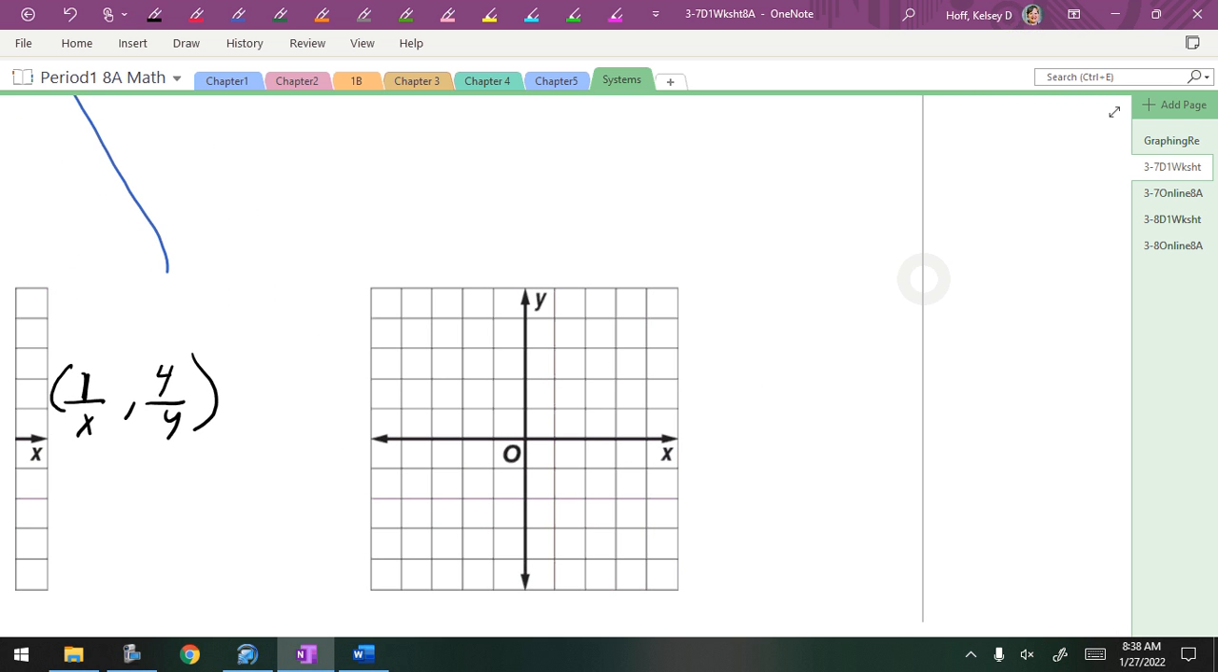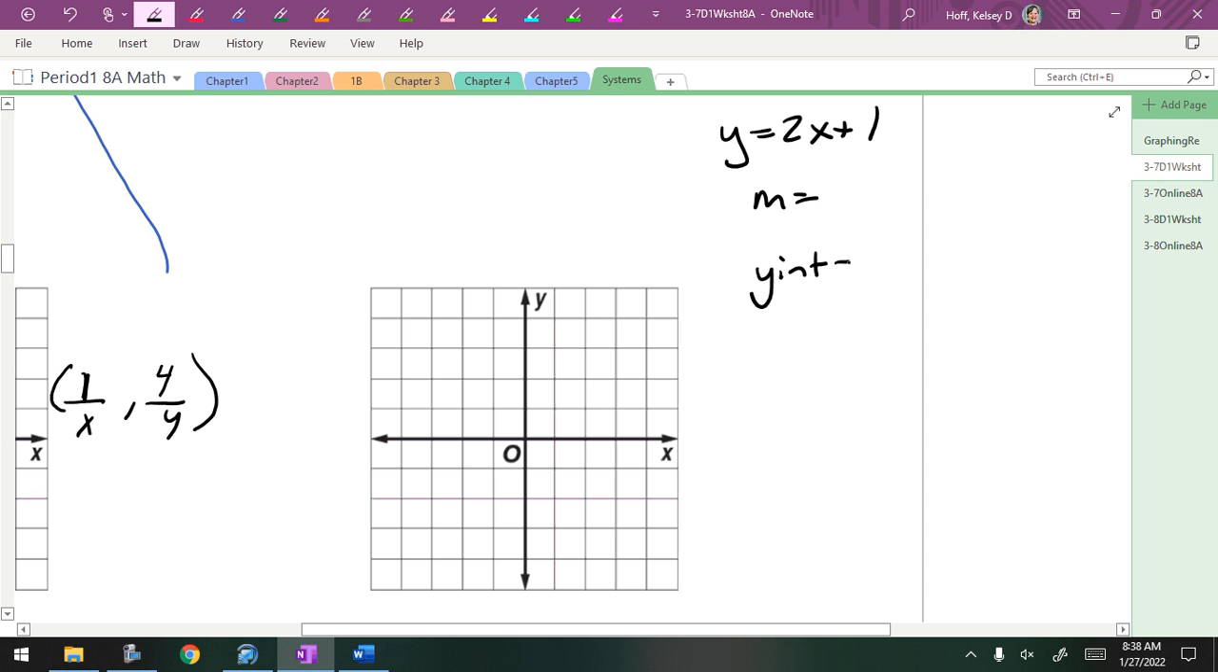Number 4, the first equation, y equals 2x plus 1. Nobody say it out loud. Everybody write your slope. Everybody write your y-intercept. We're going to number 4. I know some of you are already there. That's okay. Be patient with me.